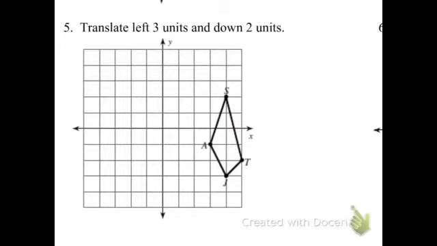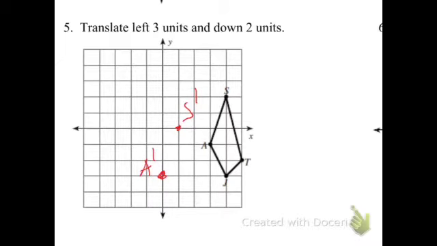Okay, on 5, we need to translate left 3 units and down 2 units. So left 3, down 2. And so we're just going to move all these points just like that. Left 3, down 2. There's going to be my new spot for S. There's S prime. A needs to go left 3, down 2. So A prime is going to be right there.